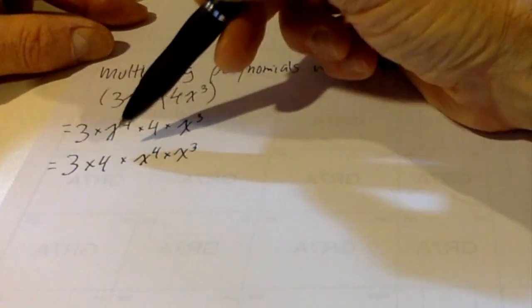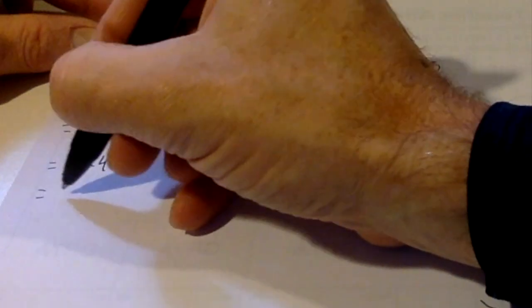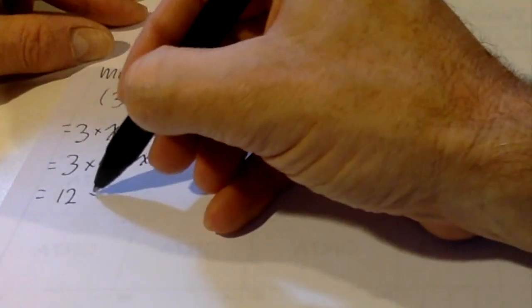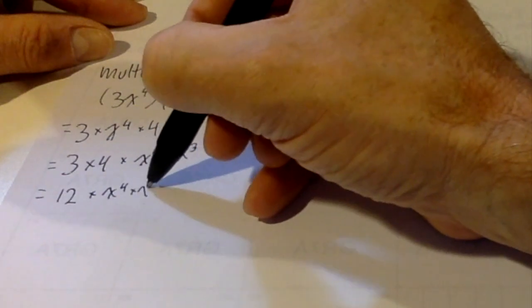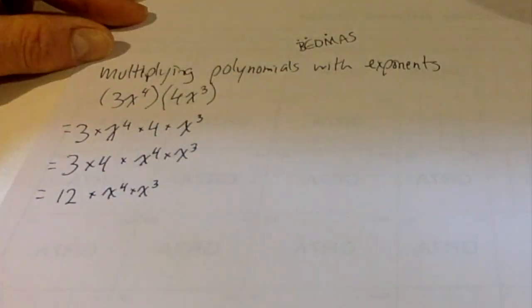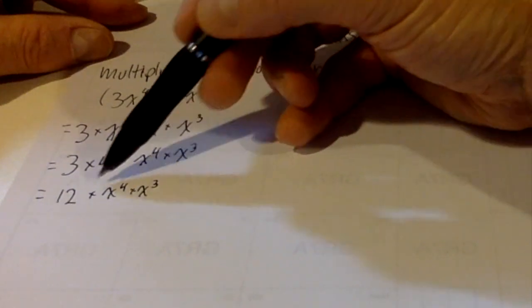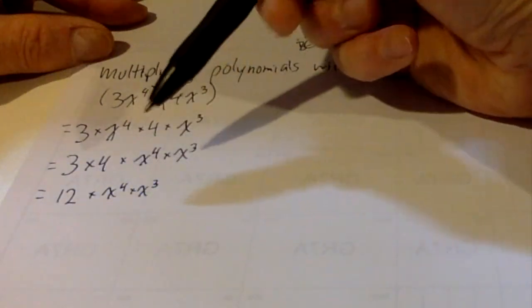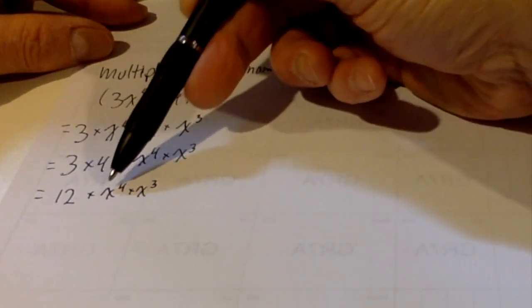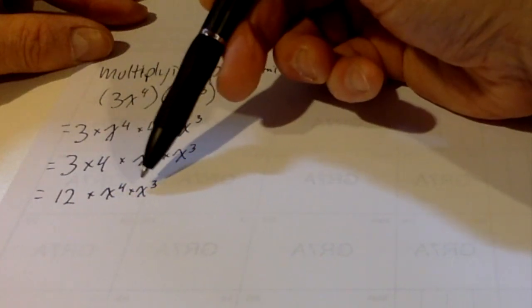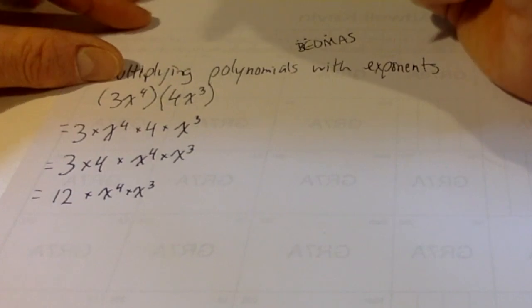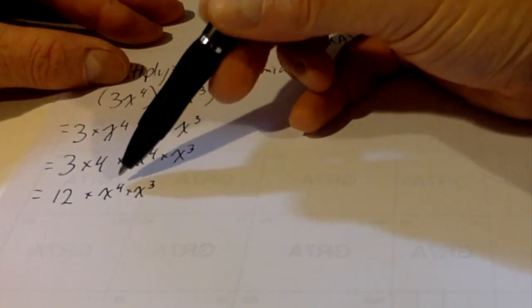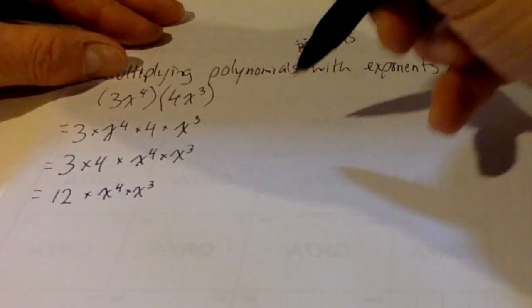We can solve this one easily. 3 times 4 is 12. And then we'll just rewrite x to the exponent 4 times x to the exponent 3. Now, when we're multiplying exponents, if the base number, in this case an x, a variable, is the same, which it is, what we do is we actually take the exponents and we add them together.